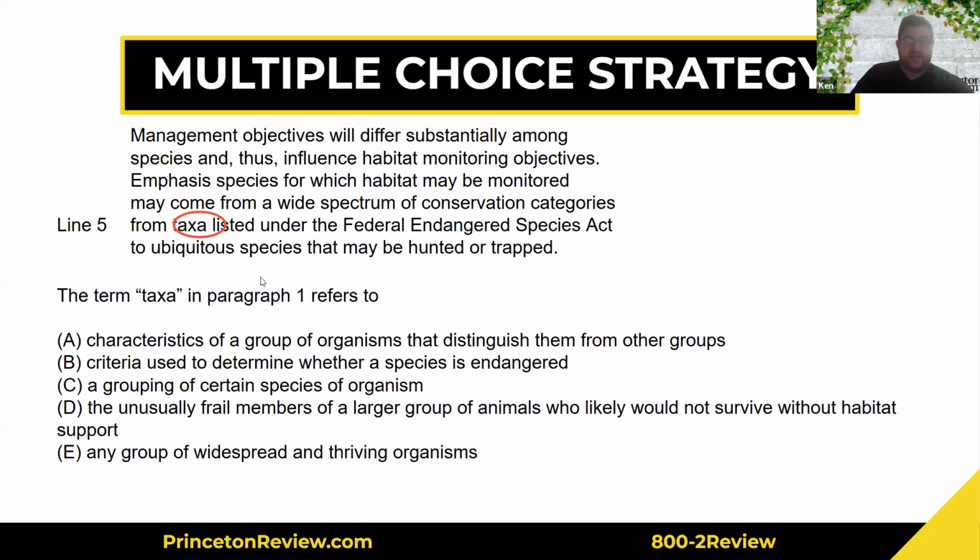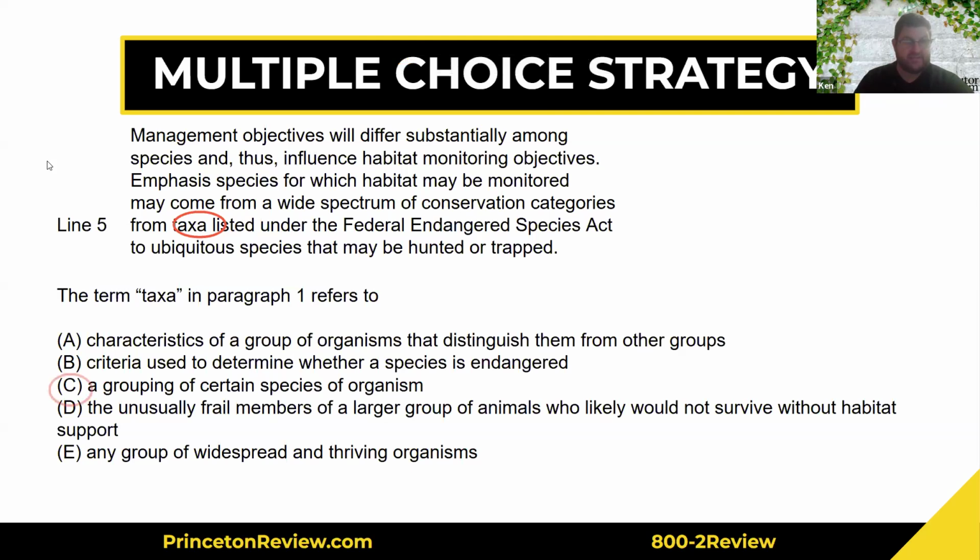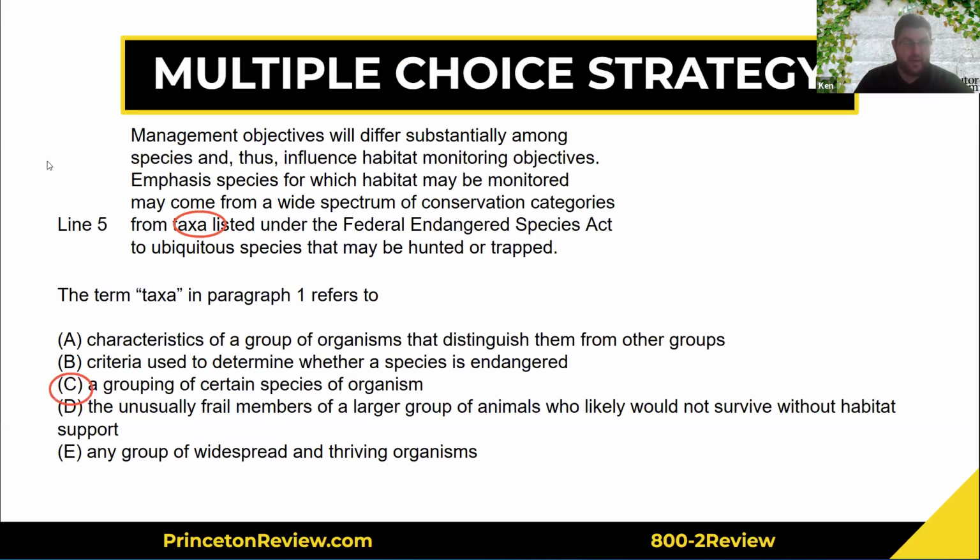I have A, characteristics of a group of organisms that distinguish them from other groups. The problem here is, and again, it may be tricky to see, it isn't saying that these taxa are something that makes one group different than another. It is just a categorization method. So we're not going to go with choice A. I don't want to read in beyond what I have.